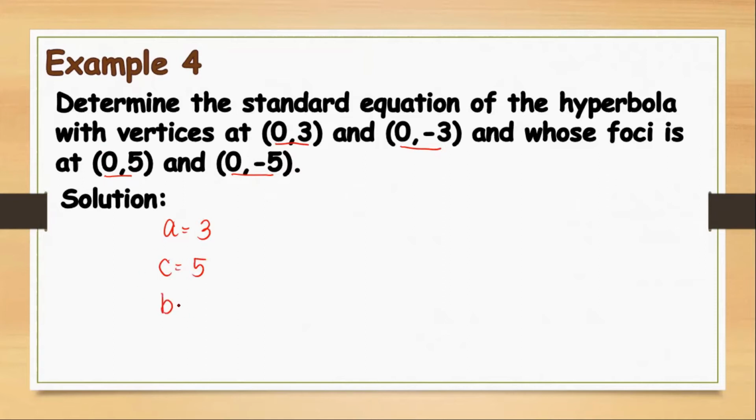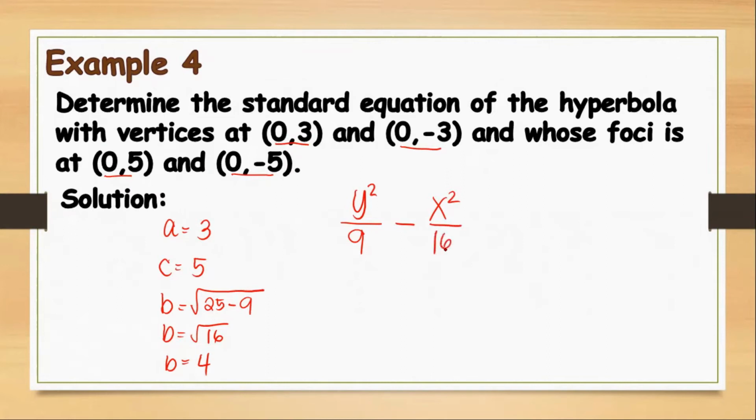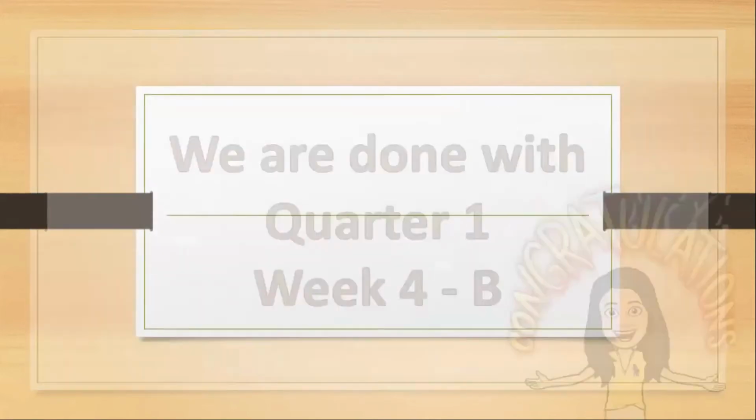And if we are going to find the b, that is equal to the square root of c squared, which is 25, minus a squared, which is 9. So b is equal to the square root of 16, and so our b is equal to 4. So it's easy for us now to find the equation. Since we have the vertex at y, we have y squared over 3 squared, which is 9, minus x squared over 4 squared, which is 16, equals 1. This will be the standard equation given the situation on example 4.